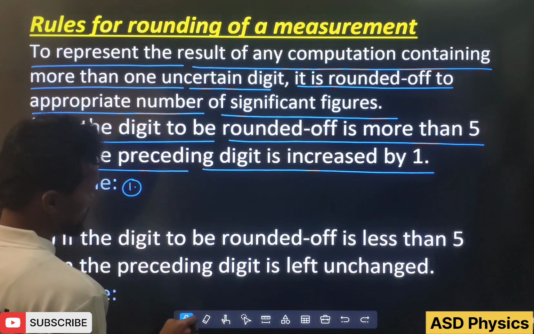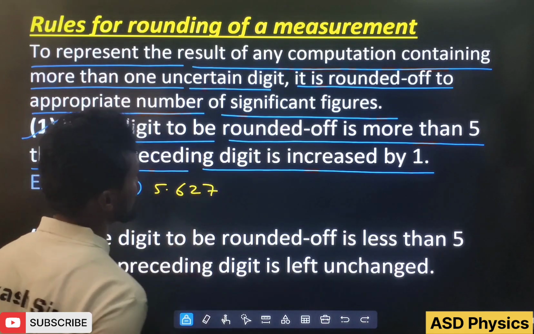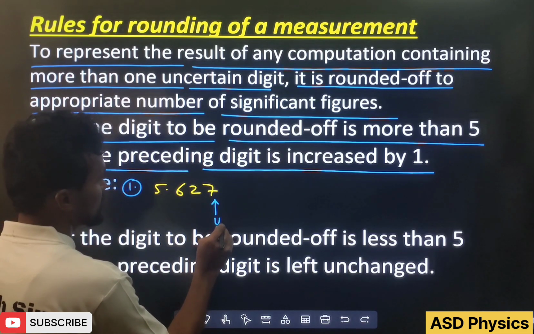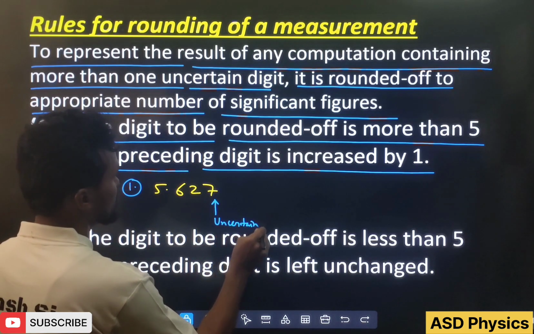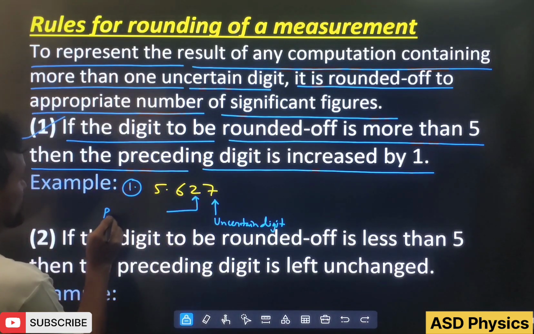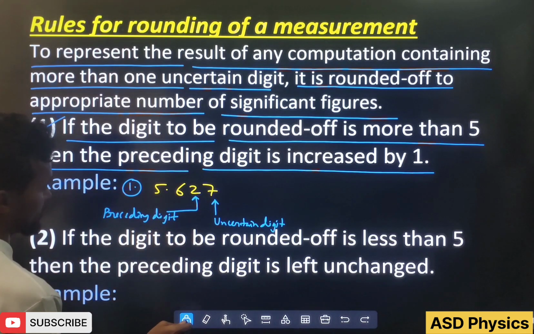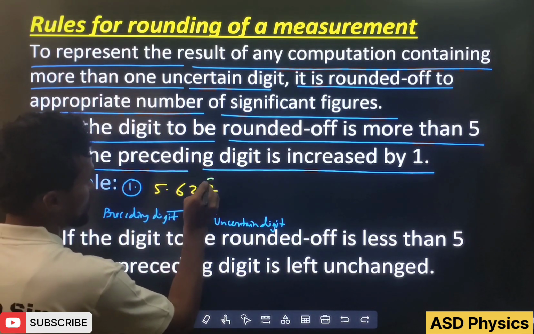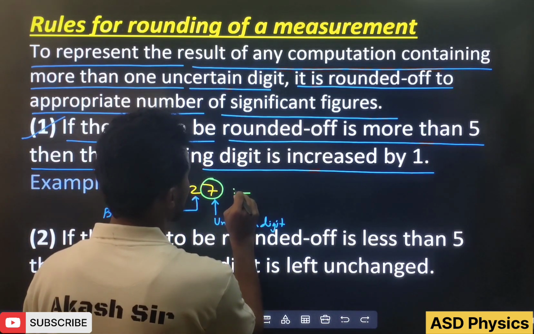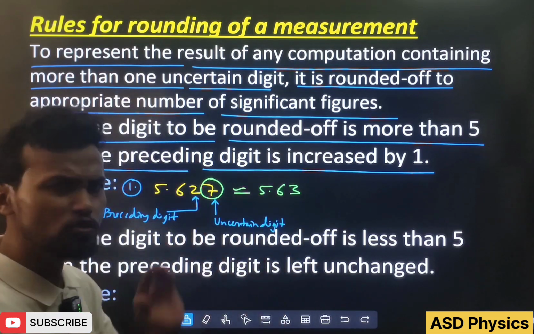Let's take for example, if I am writing here 5.627. Okay, so here again I'm telling you, this is called the uncertain digit. Remember that very well. And this digit is called the preceding digit, left of the uncertain digit. So students, you can see very well, if I want to round off this, this is more than 5, so when I round off, the preceding digit will be increased by 1. That means I can write 5.63, up to 3 significant figures.